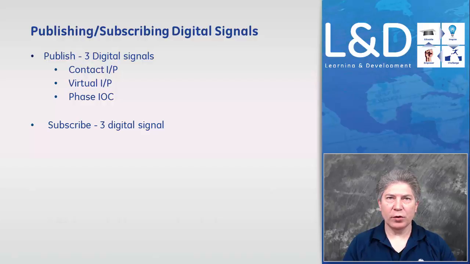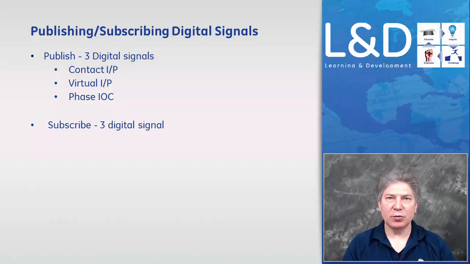In the first demo, we will configure two UR relays. One to publish 3 digital signals, the contact input, virtual input, and the phase instantaneous overcurrent, and the other to subscribe to these digital signals. The digital signals have been enabled and advanced. The UR relay connections have been named as publisher and subscriber to make the demo easier to follow.